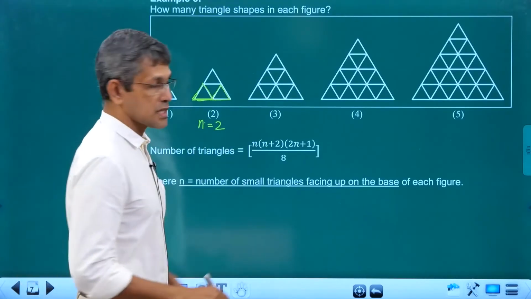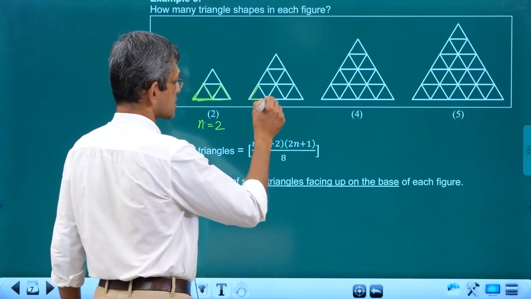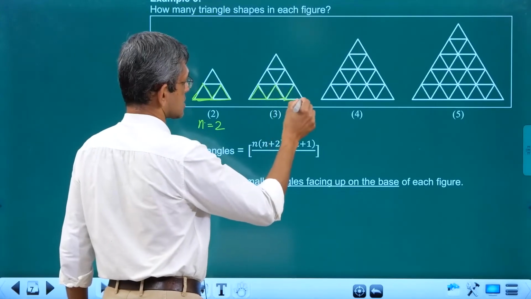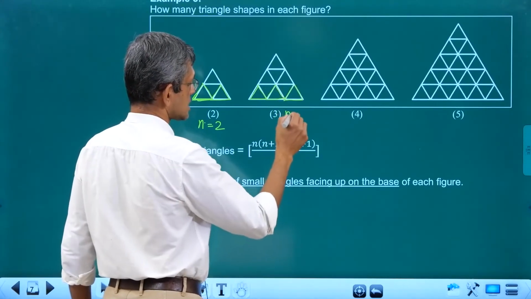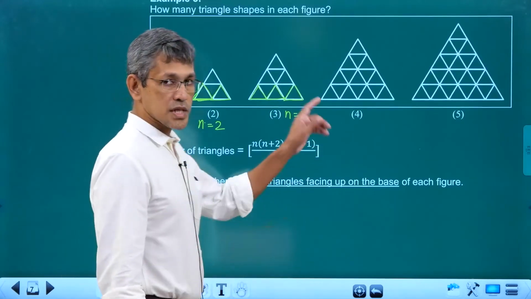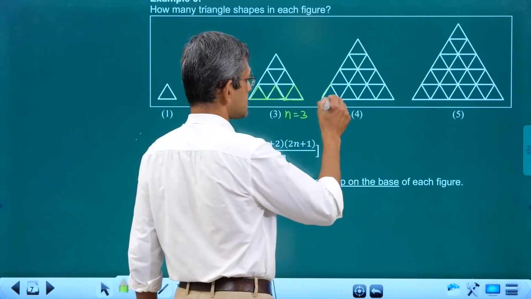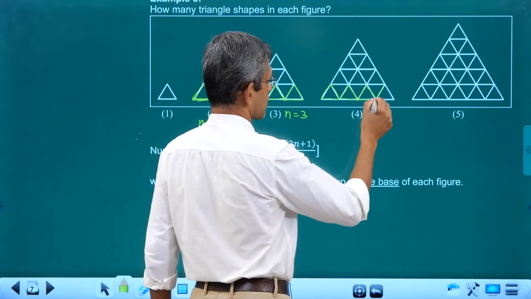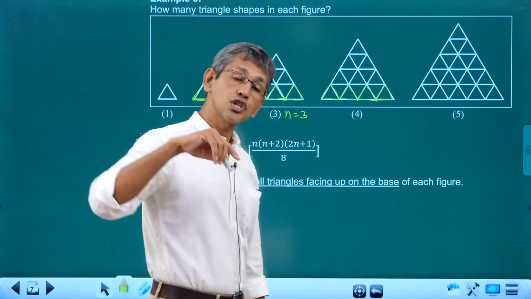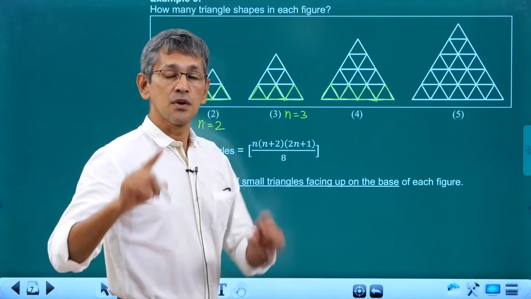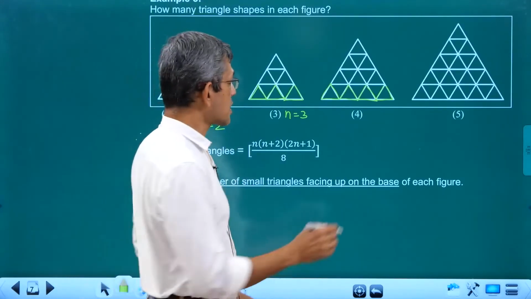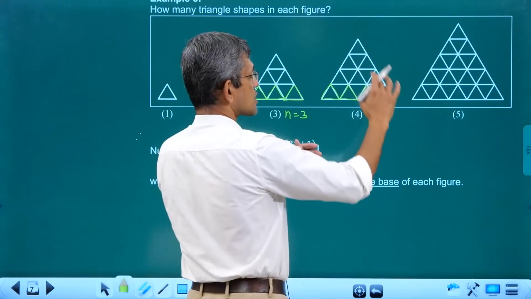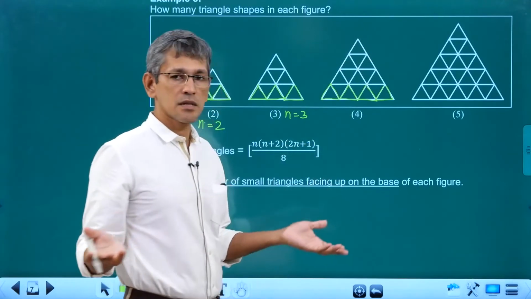And in this case, what is n? How many triangles facing upwards? 1, 2, and 3. So in this case, n is equal to 3. And in this case, how many triangles facing upward? 1, 2, 3, 4. Well, we are not really taking the total number of triangles facing upward. We are taking the number of triangles facing upward on the baseline. That baseline could be on this side, or this side, or this side. Doesn't make any difference.